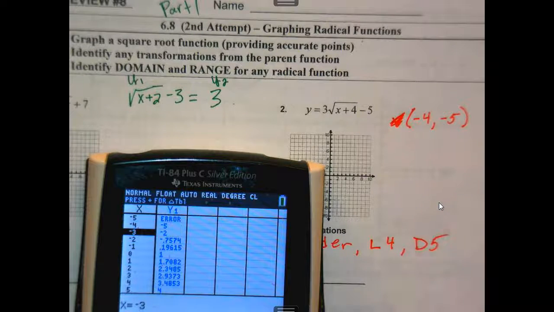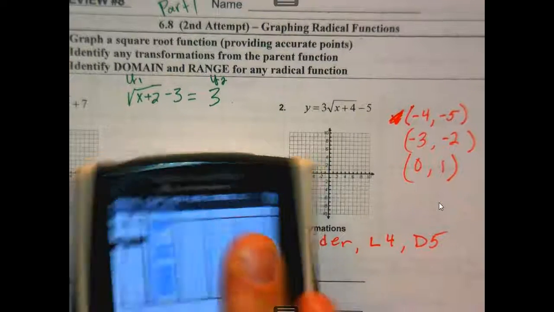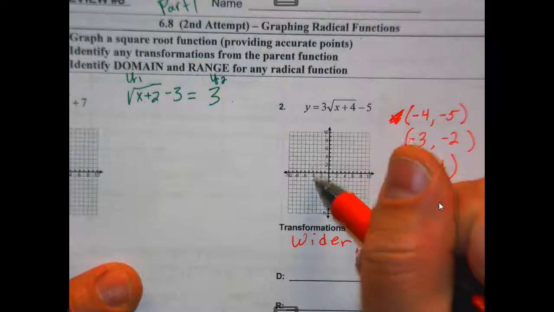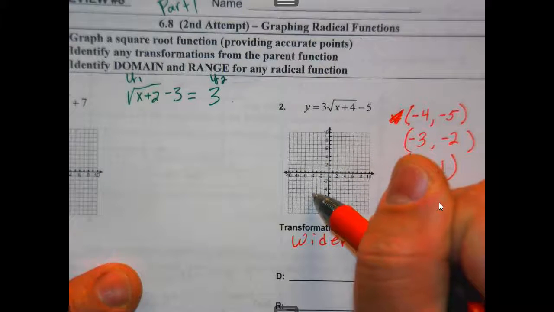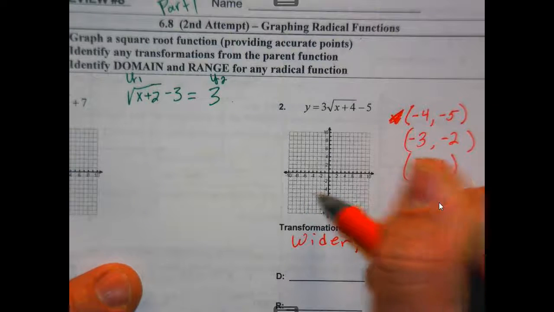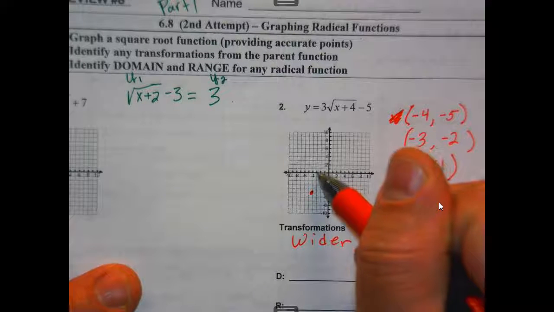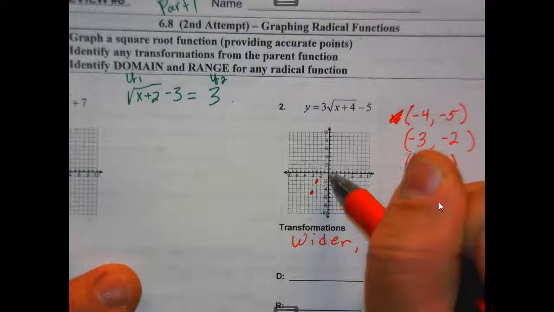Okay, so I'm going to grab -3, -2, and 0, 1 is a good one. -4, -5. These are like tiny graphs. -3, -2, 0.